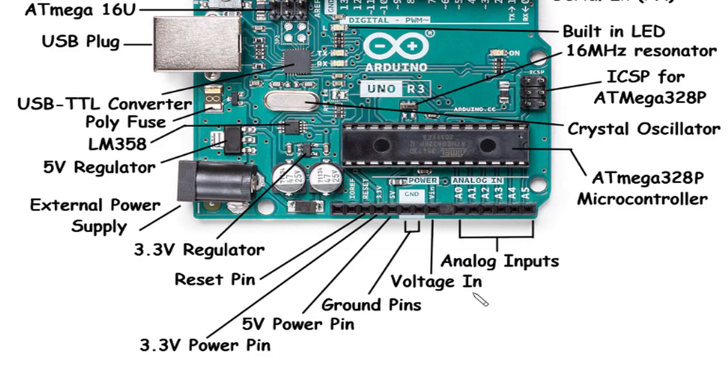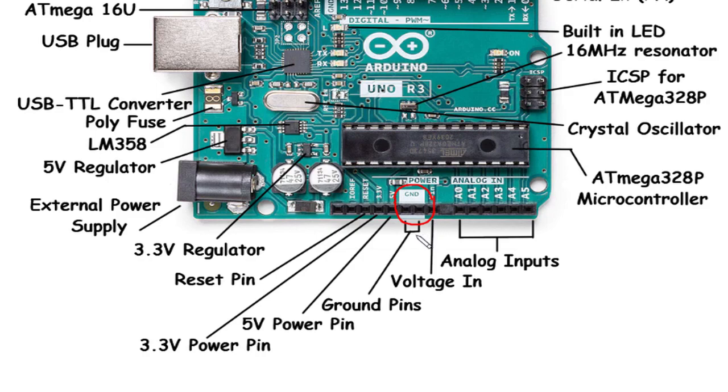Next, we have the voltage in and ground pins. The voltage in pin is where you connect the power supply to provide the necessary voltage for the board's operation. The ground pins are used as the reference point for electrical circuits and complete the power circuit.